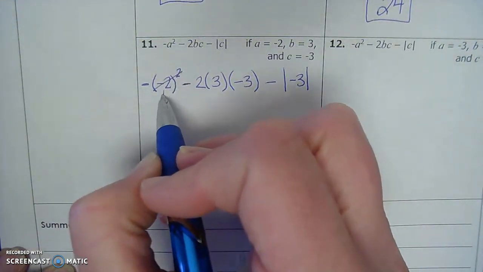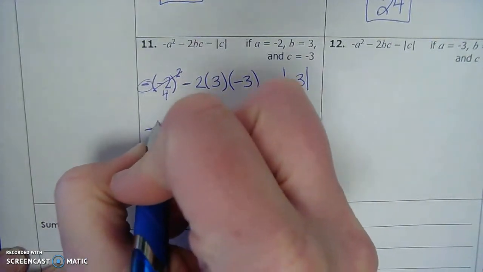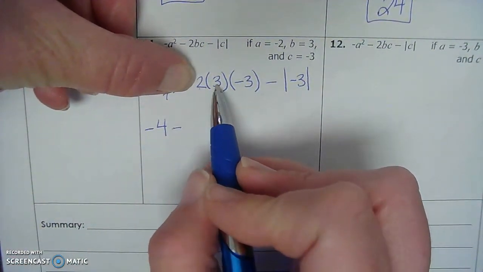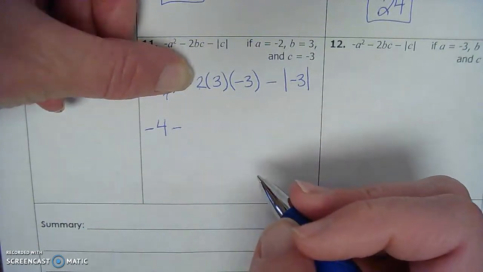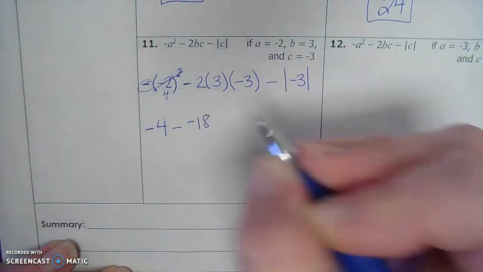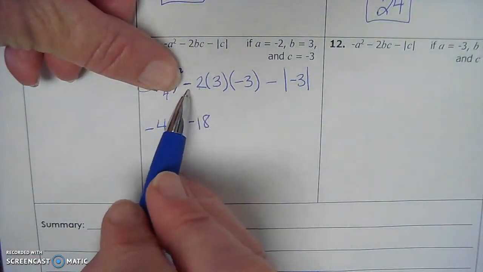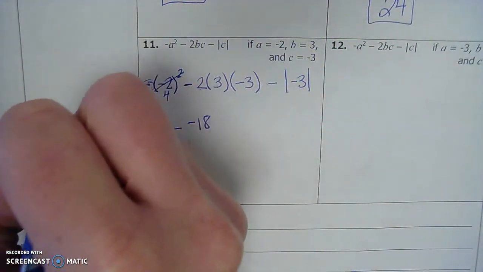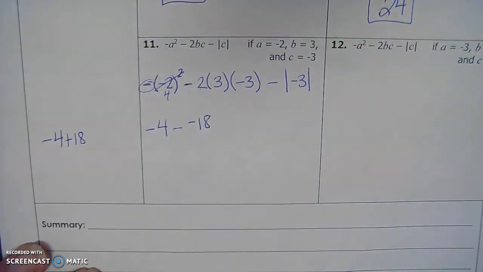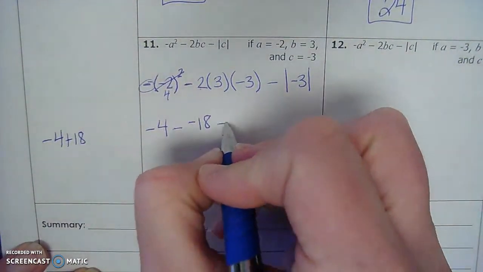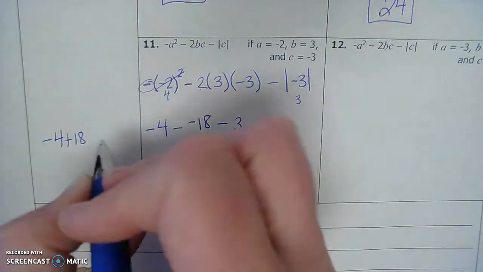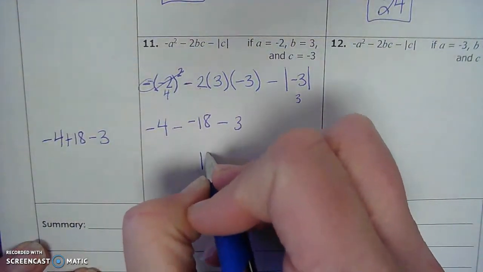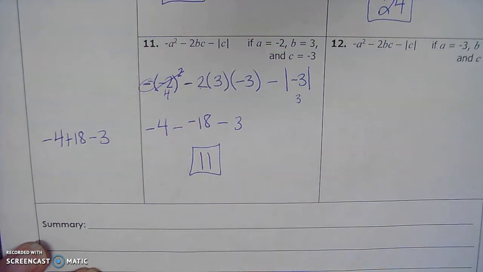So negative 2 squared is positive 4, then we need to make it negative. So negative 4 minus 2 times 3 times negative 3 is negative 18. So minus negative 18. Or again, if you would have thought of that as negative 2 times 3 times negative 3, you would have just put plus. So you could have had negative 4 plus 18 as your first set of steps there. Minus the absolute value of negative 3 is 3. So either of those is correct. Either way, we end up with 11 as our final answer.